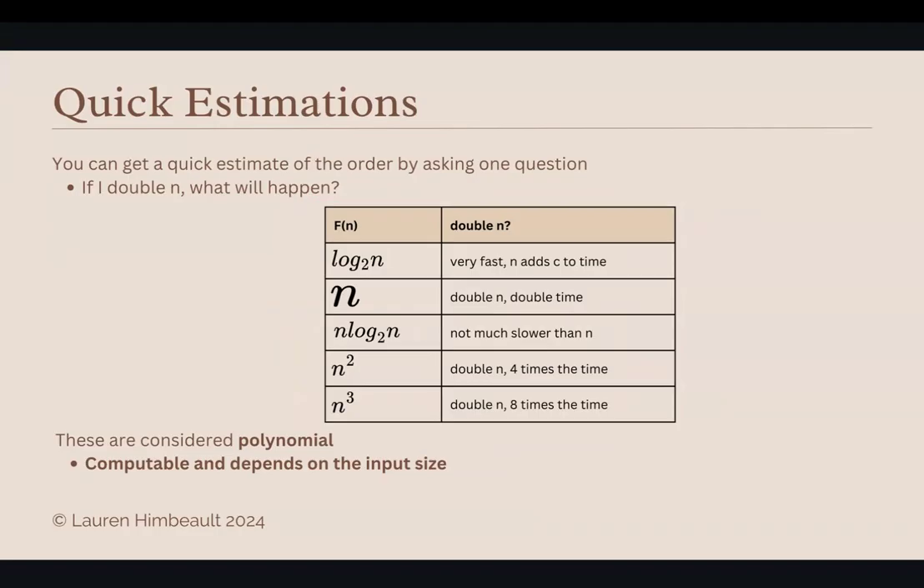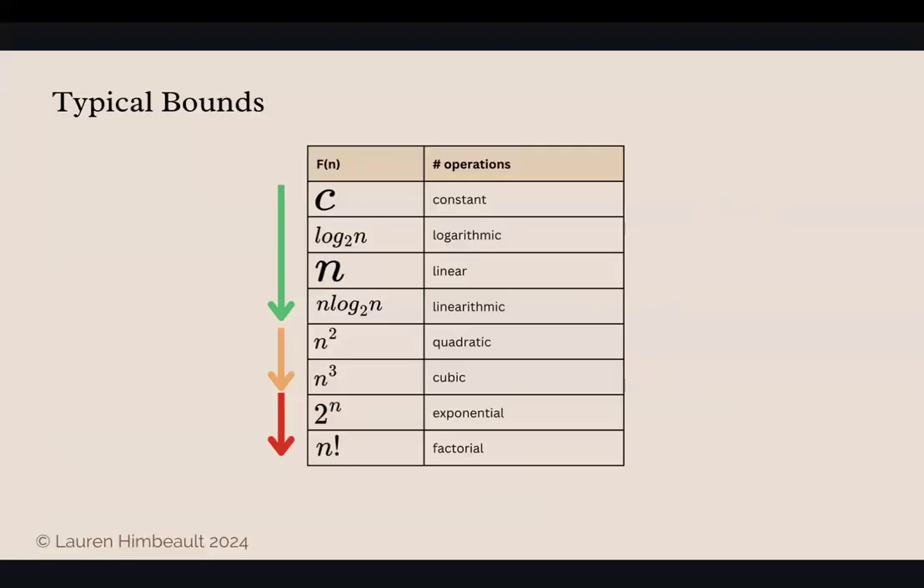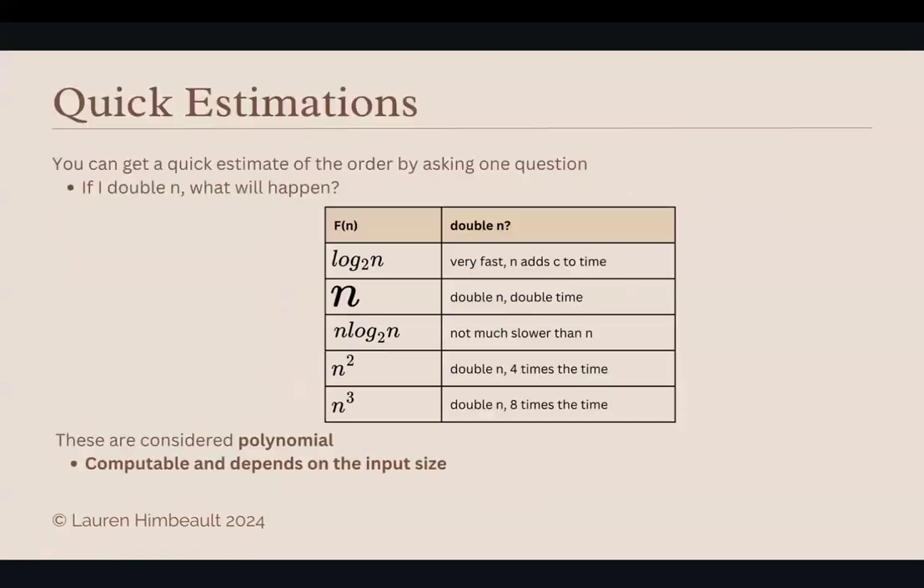So ignoring the one that's constant running time, but all the others that were not red, I'll flip back one more time. You can see which ones are red here. So ignoring the first one and ignoring the last two, we have a set of these bounds that are typically called polynomial bounds, like polynomial time bounds. And this is important because they're computable and they depend on the input size. And those two facts are very important.